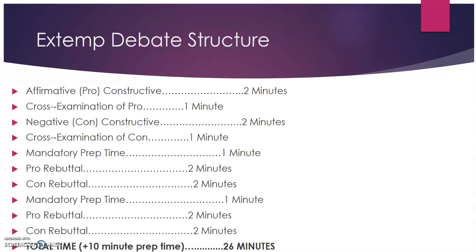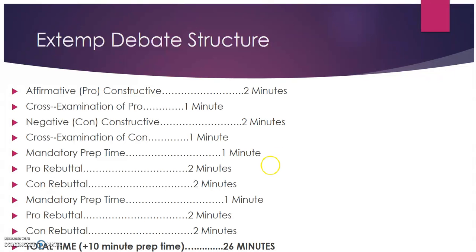After the cross-examination of pro, the negative person gives their 2-minute speech. Then the pro gets to ask the con questions. After that, there is a 1-minute prep time where you can continue to write on that one note card to create your next speech, to try to tear down what your opponent said. Pro will then give a 2-minute rebuttal. Con will then follow up and give a 2-minute rebuttal.